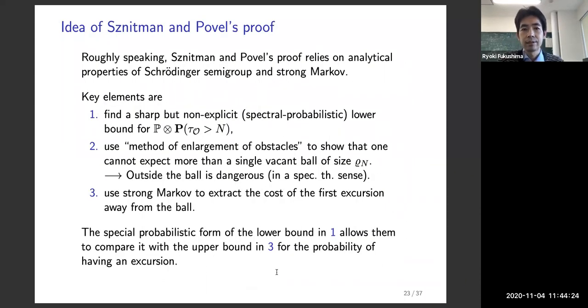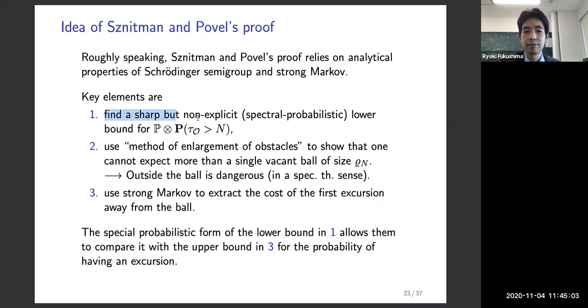And here is a brief outline of Sznitman and Povel's proof, but don't worry, you should be relaxed in this slide because I will not use any elements from this page, just to tell you what kind of techniques exist. So their proof relies on a more analytical aspect of this model. More precisely, they use analytical properties of the Schrödinger semigroup, which is generated by our generator, and the strong Markov property at some point. There are three key elements.